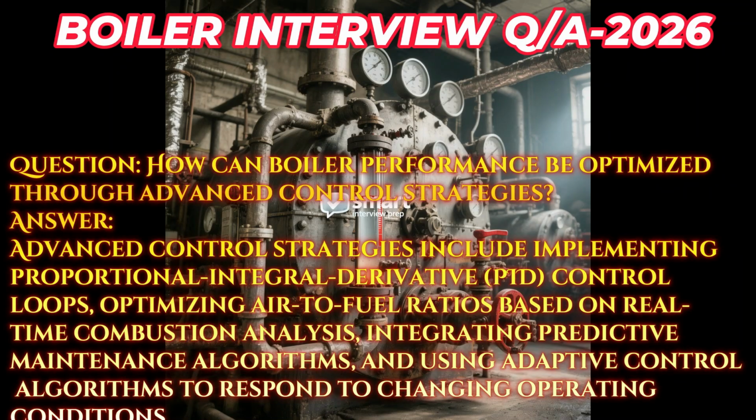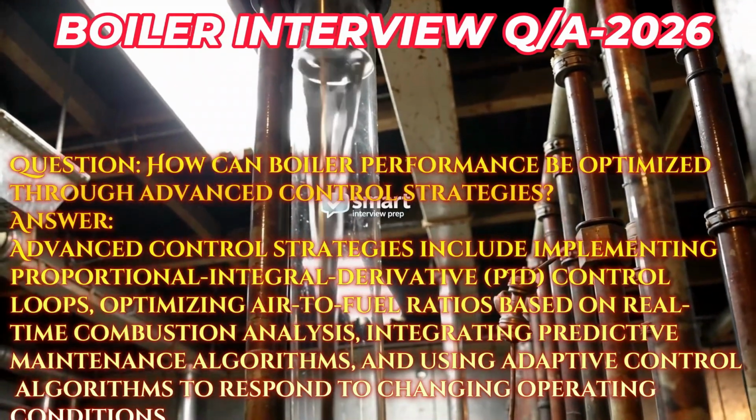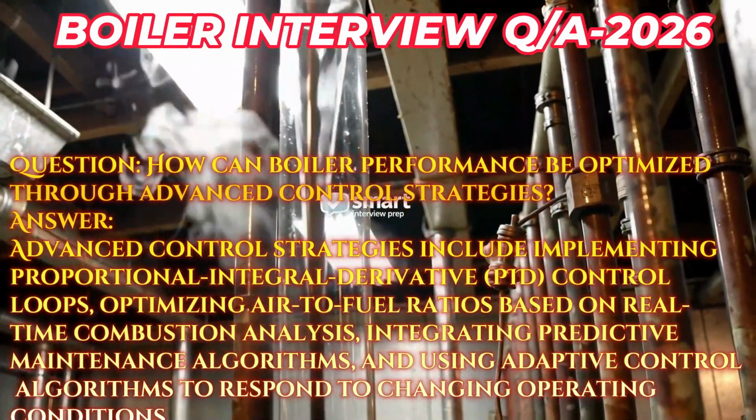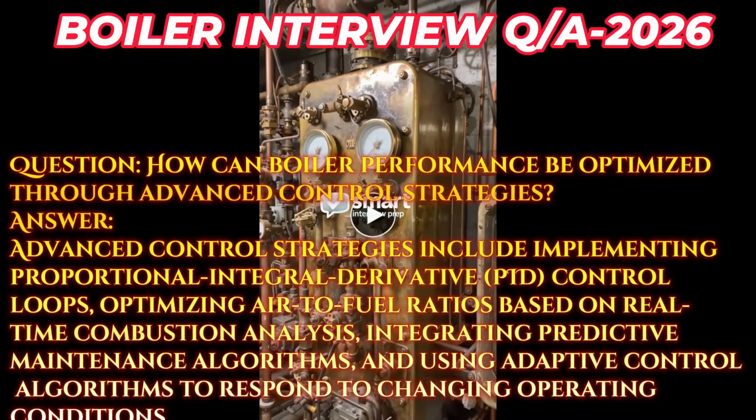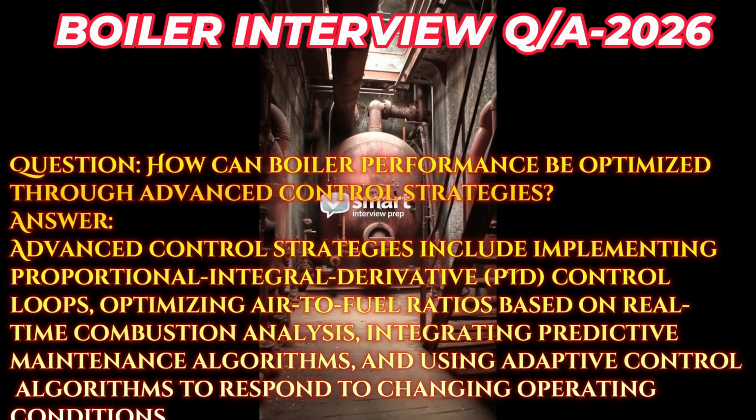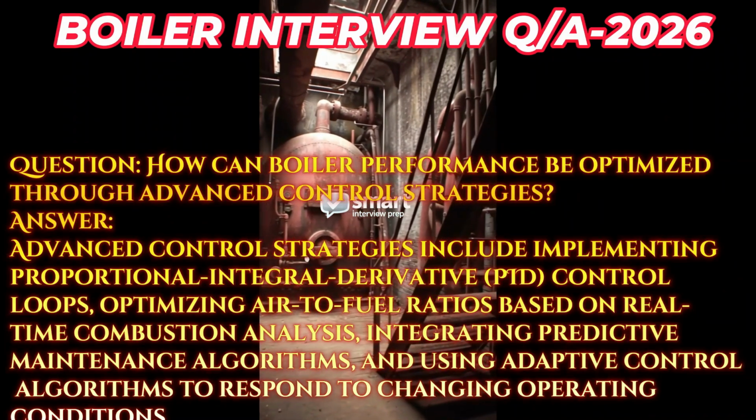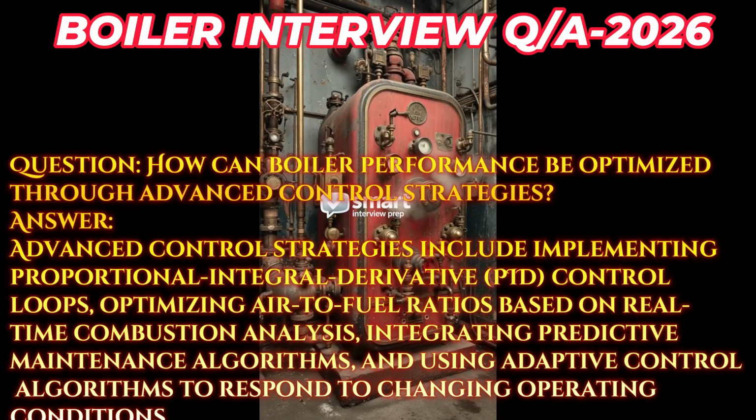Question. How can boiler performance be optimized through advanced control strategies? Answer. Advanced control strategies include implementing proportional integral derivative, PID, control loops, optimizing air-to-fuel ratios based on real-time combustion analysis, integrating predictive maintenance algorithms, and using adaptive control algorithms to respond to changing operating conditions.